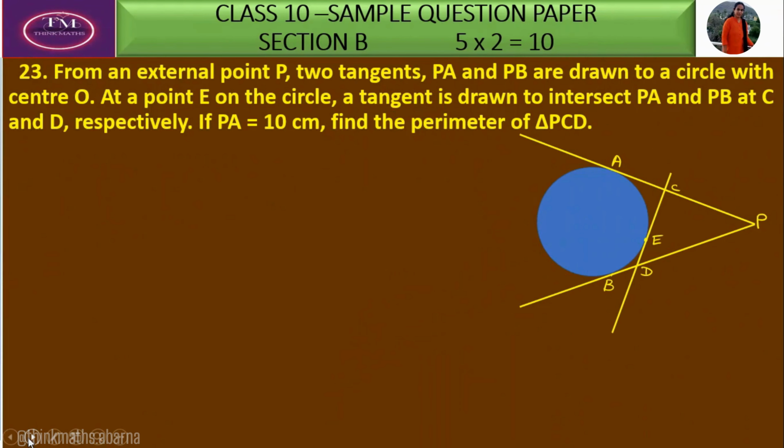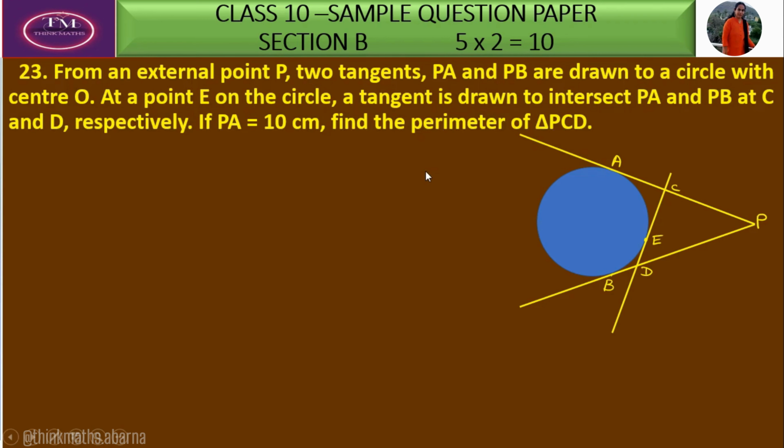Number 23. From an external point P, two tangents PA and PB are drawn to a circle with center O. At a point E on the circle, a tangent is drawn to intersect PA and PB at C and D respectively. If PA is equal to 10 centimeters, find the perimeter of triangle PCD.